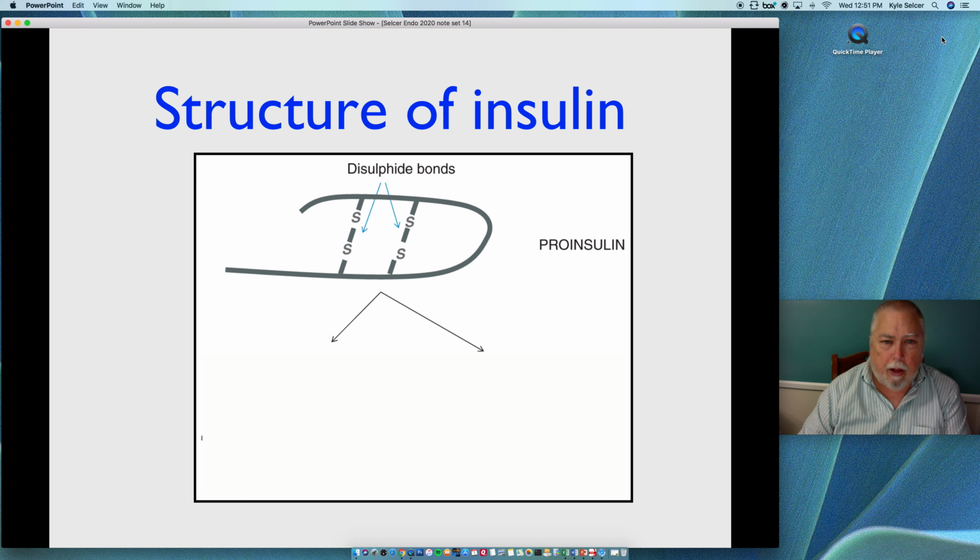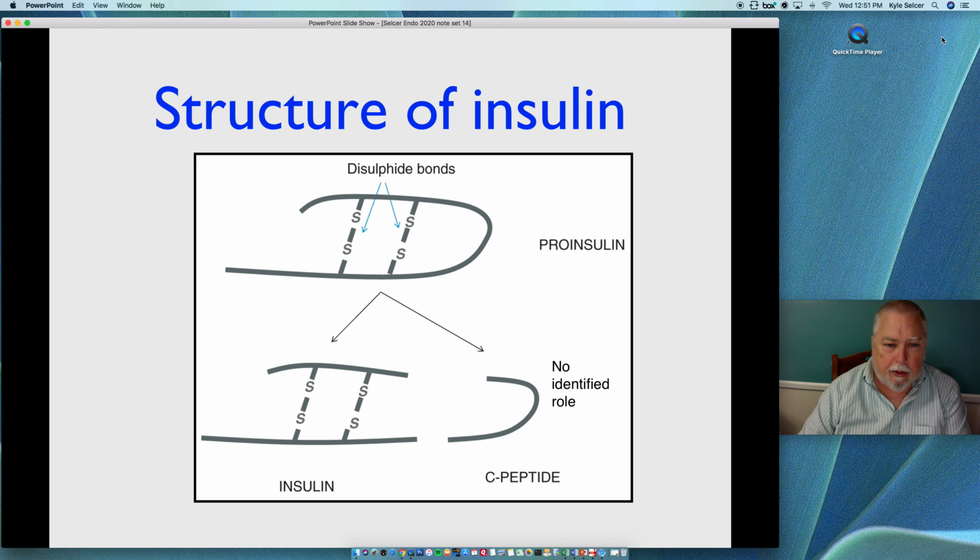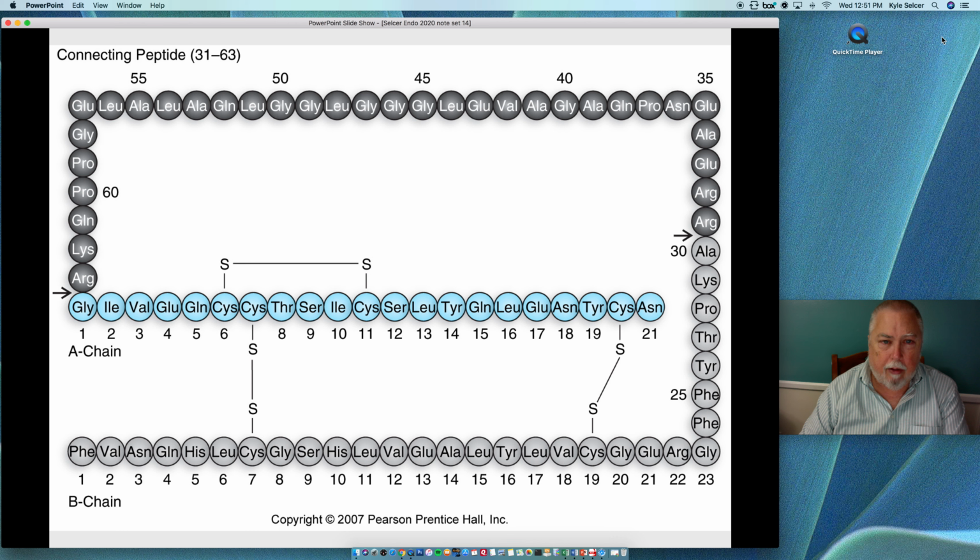We call the molecule, after it's synthesized, after translation, it goes right into the endoplasmic reticulum, and we call that proinsulin. There's even a pre-proinsulin. So it starts as pre-proinsulin, proinsulin, and then ultimately insulin. So we end up with alpha and beta chains connected by disulfide bonds, and a C-peptide that is released in the process and doesn't appear to have any function.